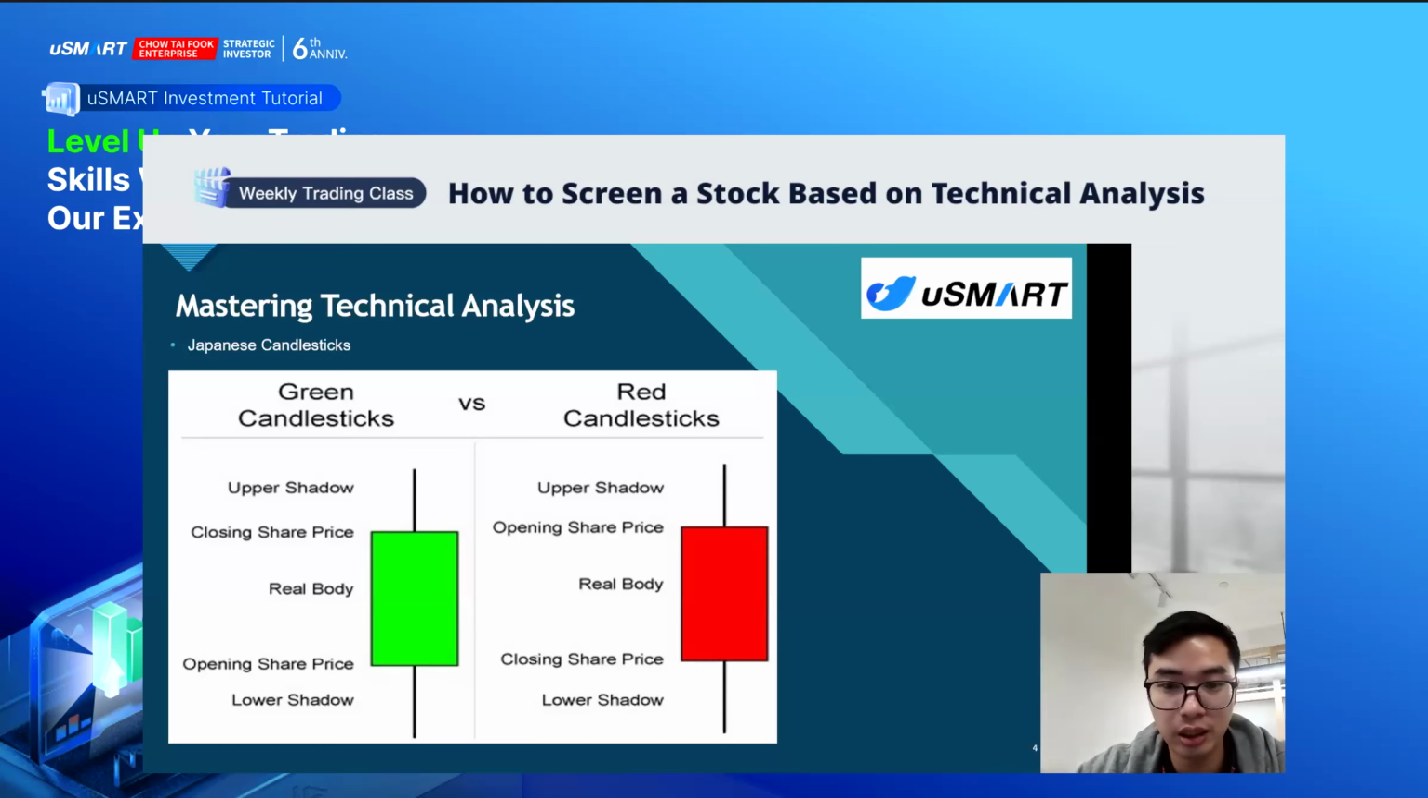For the red candlestick, it is the bearish candle. In Hong Kong, the red candle is bullish and the green candle is bearish. The opening share price will be at the top, and the bearish candle's closing price will be at the bottom of the solid candle, and the upper and lower shadows will be the highest and the lowest price of that day, or of that 1 minute or 1 hour, depending on the time frame of the chart you see.